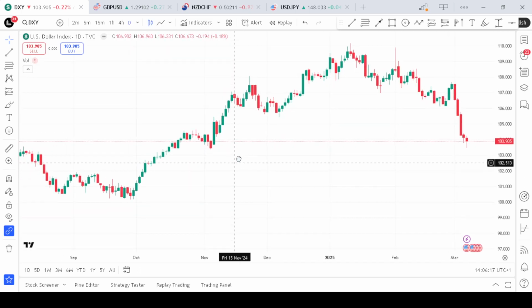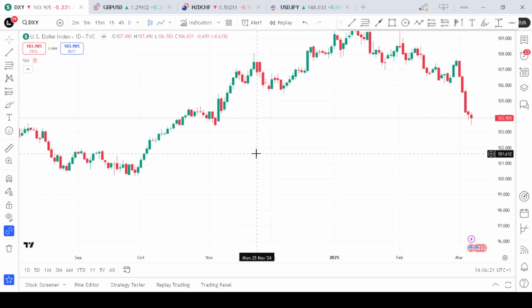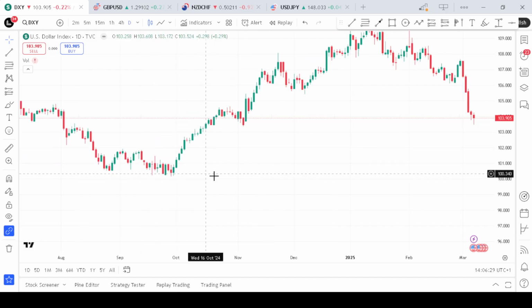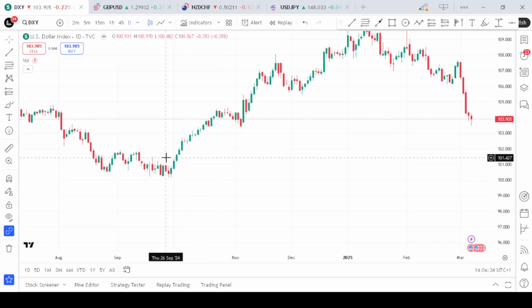So there are some common seasonal patterns in forex, which include the January effect. This is when the US dollar often experiences increased volatility in January due to portfolio rebalancing and the start of a new financial year for many institutions. The second is the summer doldrums. From June to August, trading volume typically decreases due to the holiday season in many parts of the world.